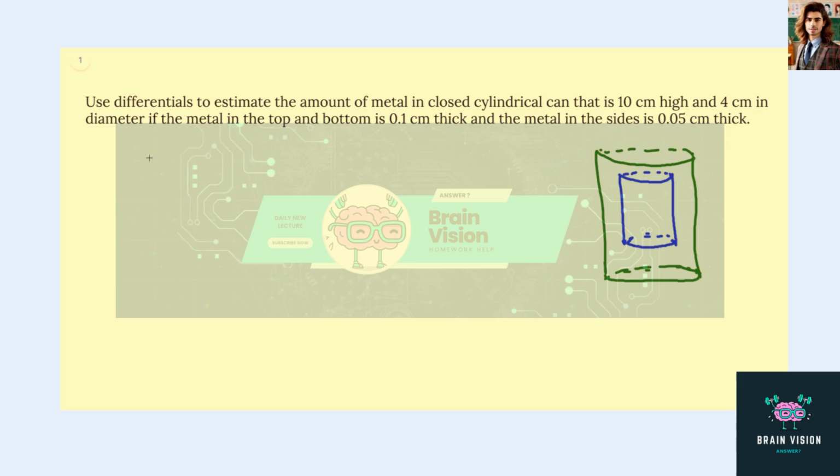Let's use differentials to estimate the amount of metal in this closed cylindrical can in the figure. First, let's recall the volume of a cylinder: pi r squared h. Here we're given the height, h equals 10, the height of the entire can. They're giving you the diameter 4, so divide that by 2 to have the radius 2 centimeters.